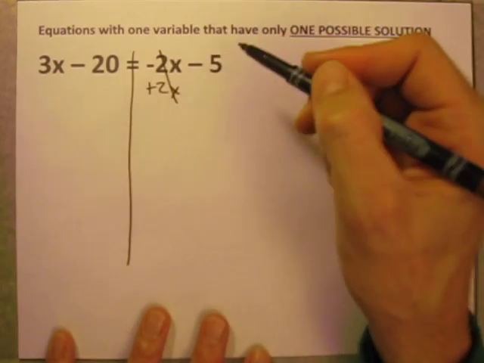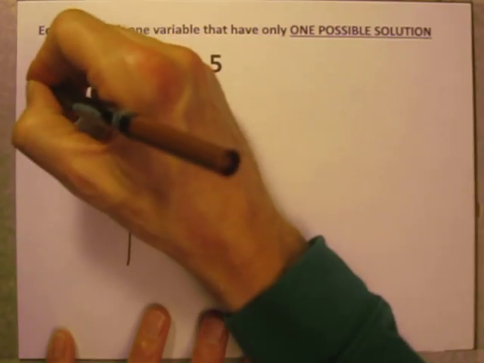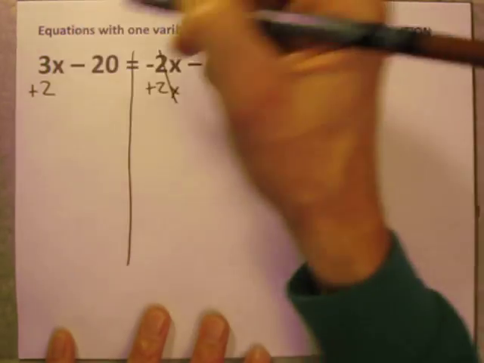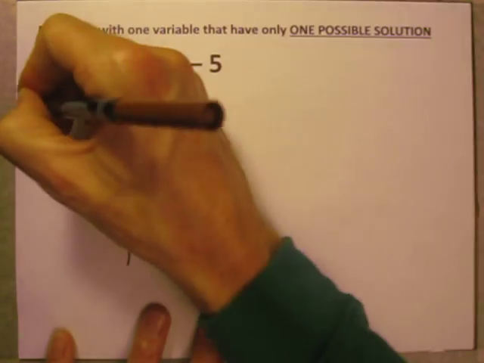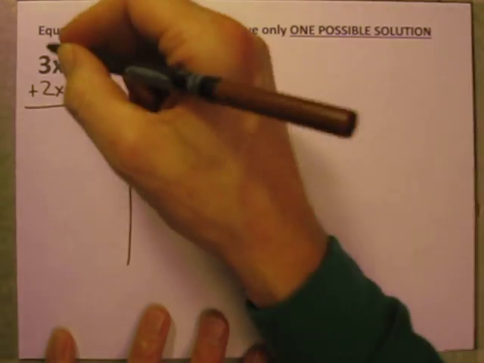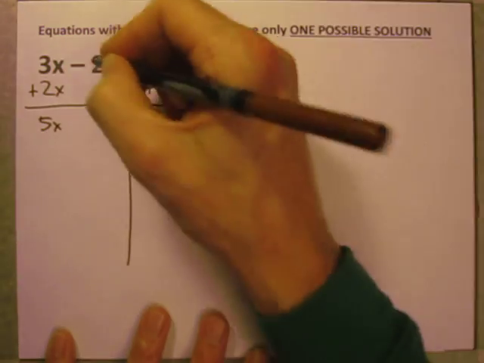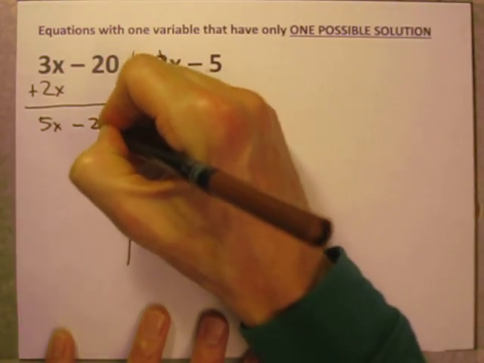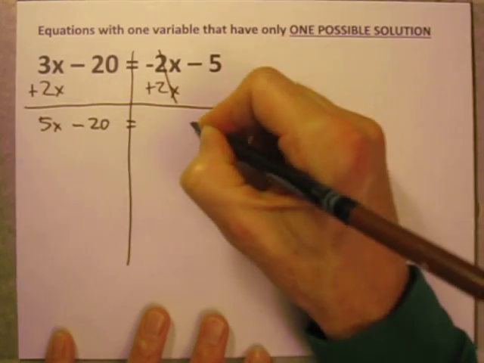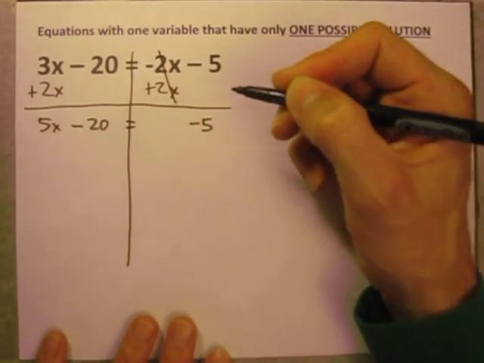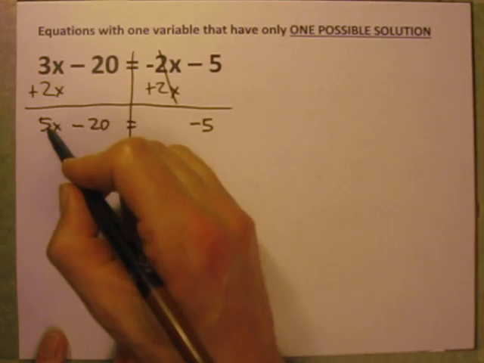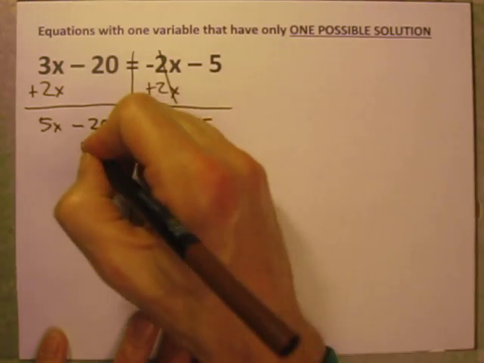But since this is an equation, any change I make to one side, I better make to the other side. So I will add 2x to the left side. I rewrite what's left. 3x plus 2x is 5x. Rewrite the minus 20 is equal to negative 5. Now it's a two-step equation. 5 times x minus 20 equals negative 5.